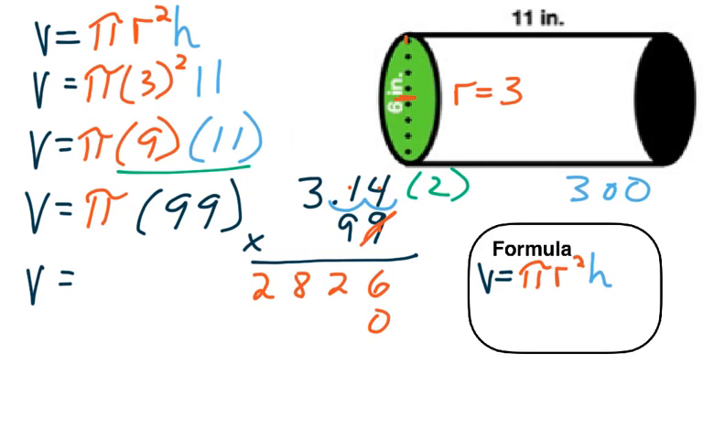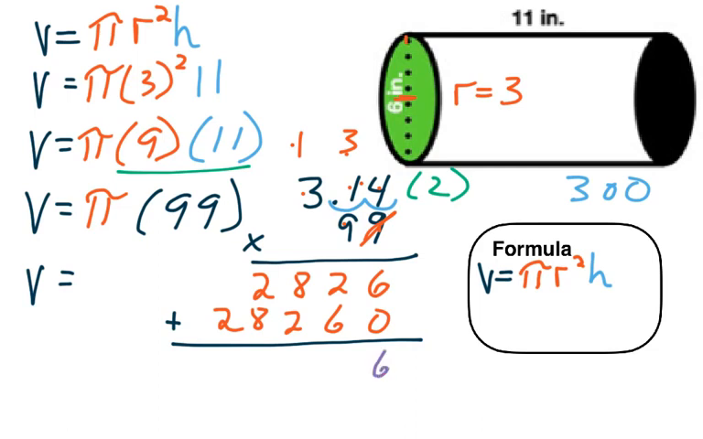Let me clear some space. 9 times 4 again is 36, so put a 6, carry a 3. 9 times 1 here is 9, plus 3 is 12, put a 2, carry 1. And then lastly, 9 times 3 is 27, plus 1 is 28. I'm trying to keep it neat. We're going to add it up.